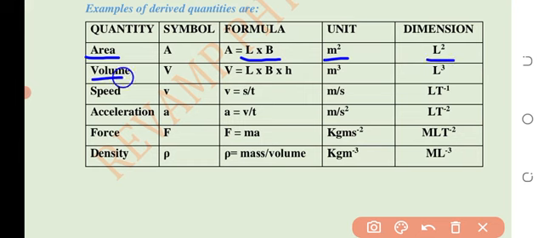In the case of volume, we have a combination of three lengths, which is length, breadth, and height. The unit will be meter cubed. The dimension will be capital letter L raised to power 3.